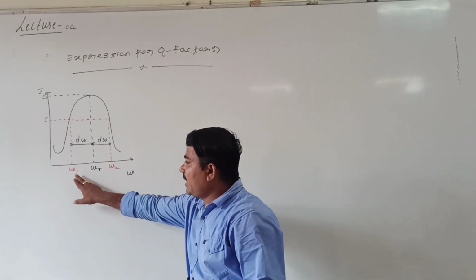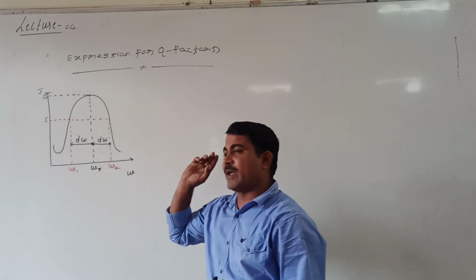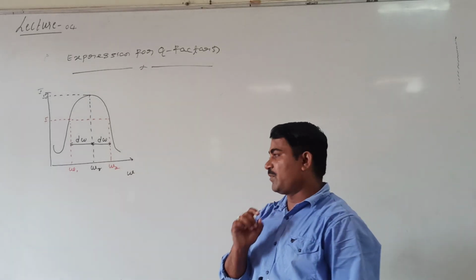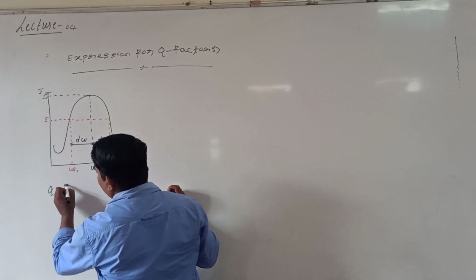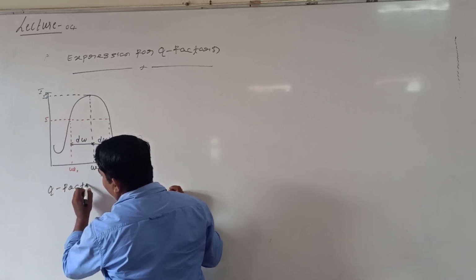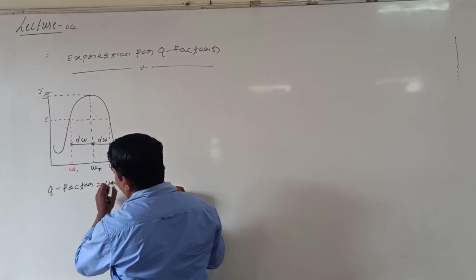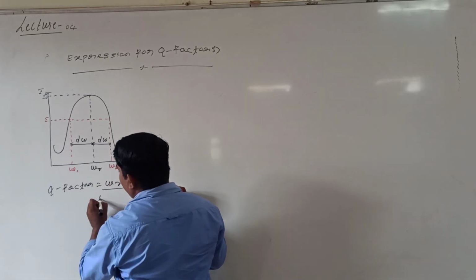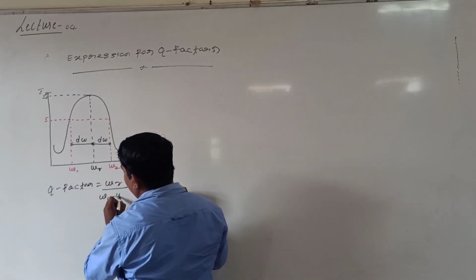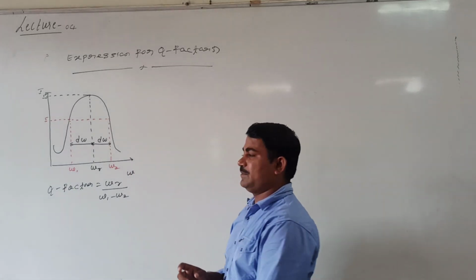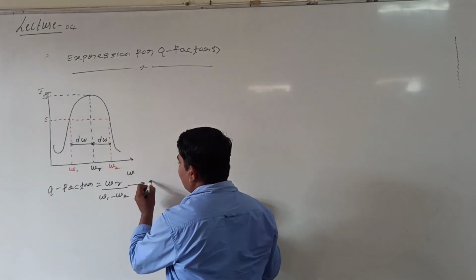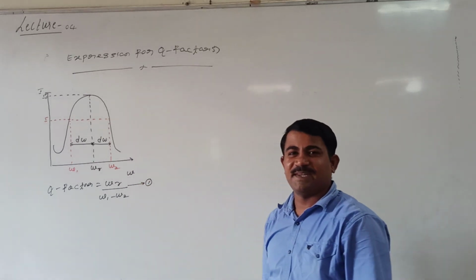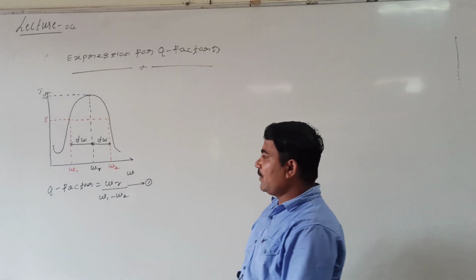Now, what is the meaning of omega 1 and omega 2, that we'll see. Before that, shall I write the expression for Q factor? The definition of Q factor: the ratio of angular frequency divided by bandwidth. Bandwidth is equal to omega 1 minus omega 2. This is called Q factor. Let us take this Q factor as equation 1. Right?